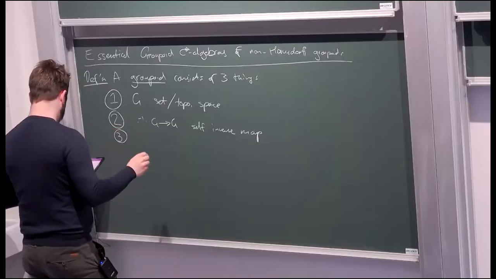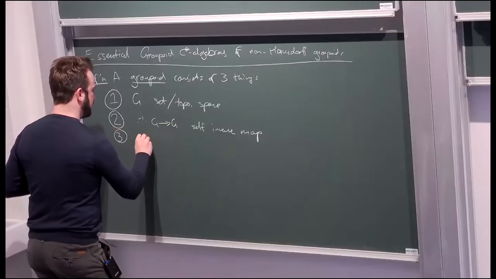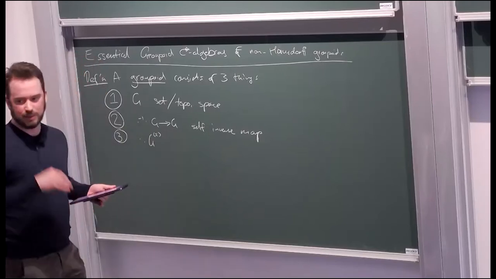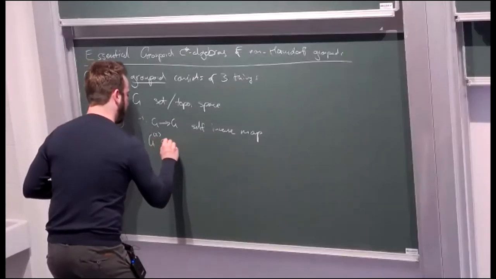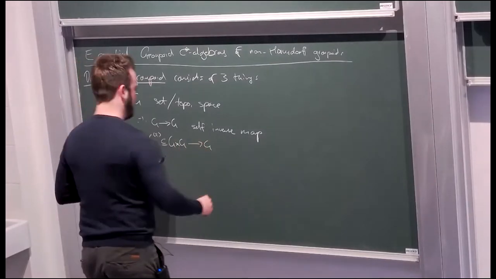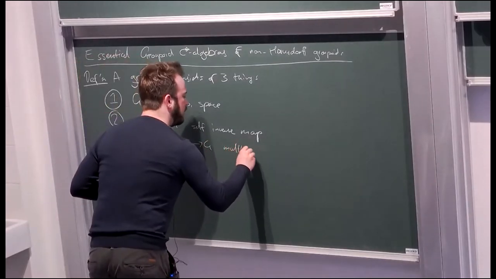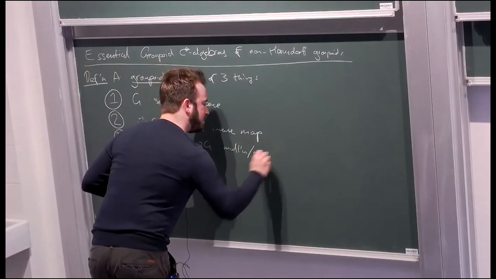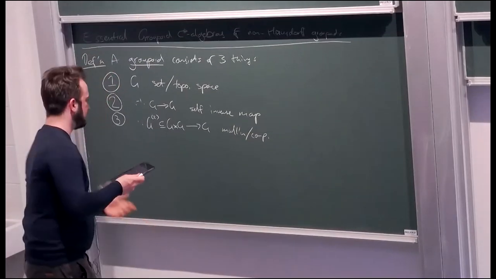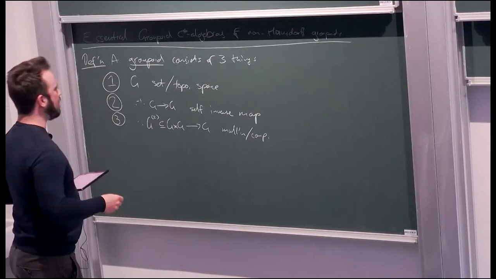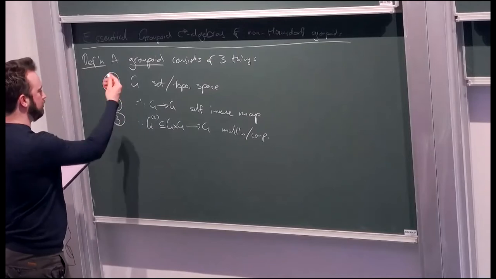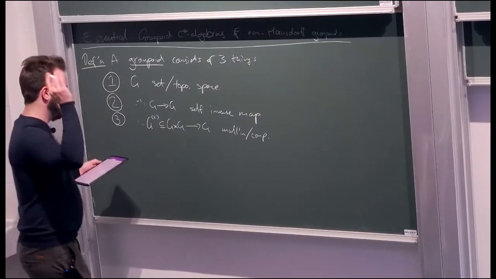And lastly, you have a product which is only partially defined. So we say it goes from G brackets to this space of composable pairs, which is a subset of the product of G with itself, into G. And this is called the multiplication or the composition. Then there are a couple of conditions, because you don't want to just have any set with any bijection with any partially defined thing.